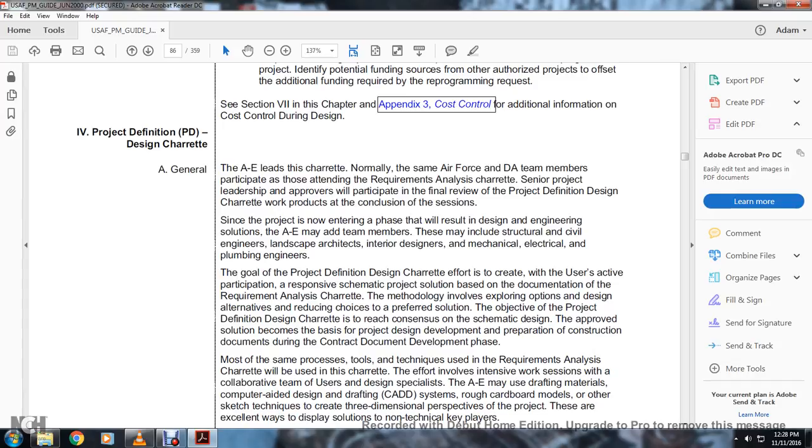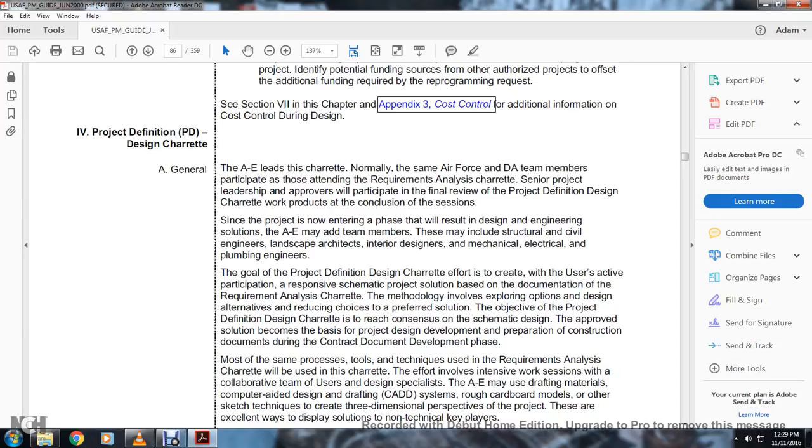The architectural engineer may add team members to this, which may include structural and civil engineering, landscape, architectural, interior design, mechanical, electrical, and plumbing engineers. The goal of the project definition design charrette, the efforts of which are critical here, is user activities participation, responsible for the schematic project with the solution based on the documentation with the required analysis charrette, the methods involved in the exploration, lowering the options of design alternatives, reducing the choice to the preferred solution.